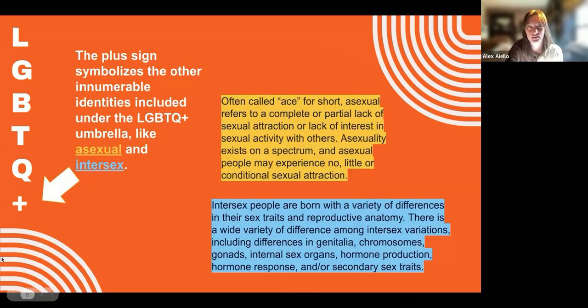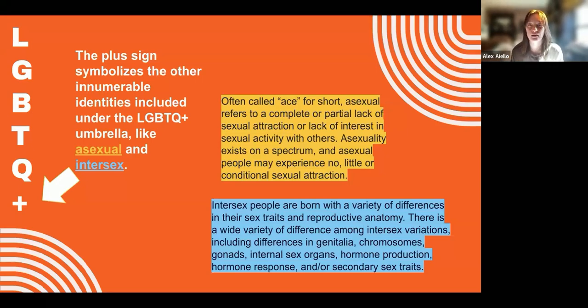And then the plus recognizes that there are so many identities under the LGBTQ plus umbrella, and asexual and intersex. Sometimes we hear LGBTQIA. Just to go over that, asexual, or some people say ace, refers to a complete or partial lack of sexual attraction or interest in sexual activity. Again, it can be a spectrum, so people may experience absolutely no sexual attraction or a little bit.